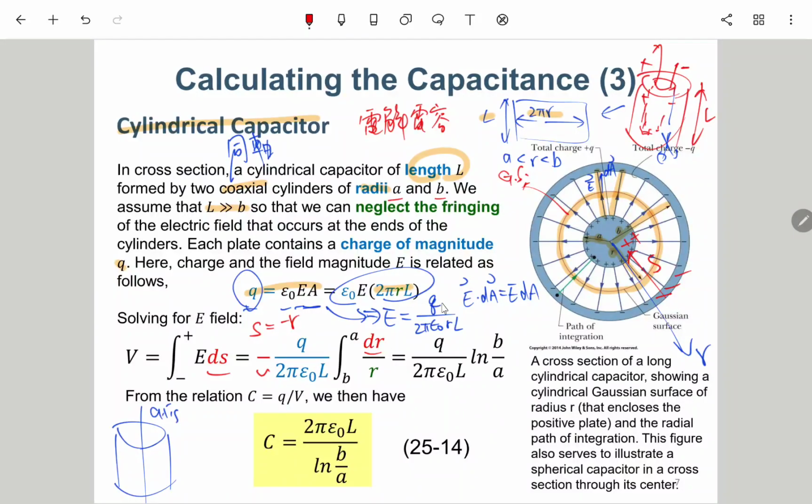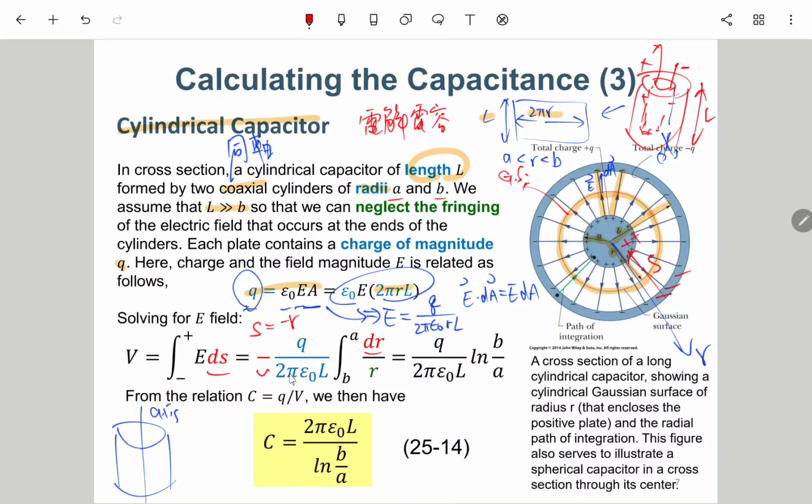Other variables remain the same. So Q over 2 pi epsilon naught L. Because we have dr, this r remains in the integral side. So we have integrating dr over r from b to a. B is the outer radius, which is the negative terminal, to a. But a is smaller, b is larger. So finally, this negative sign, if we apply it to the lower and upper limits, will swap them and make it a positive value.